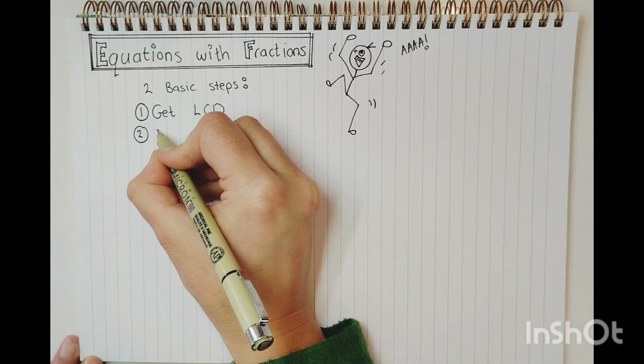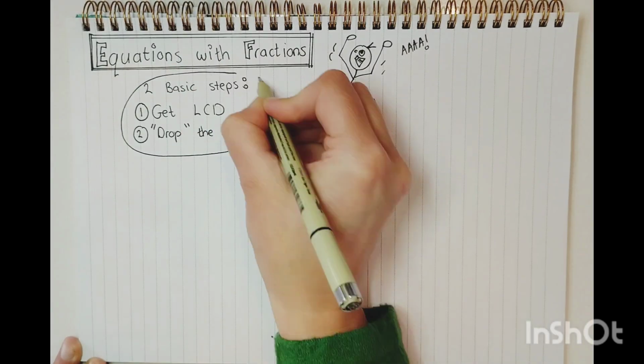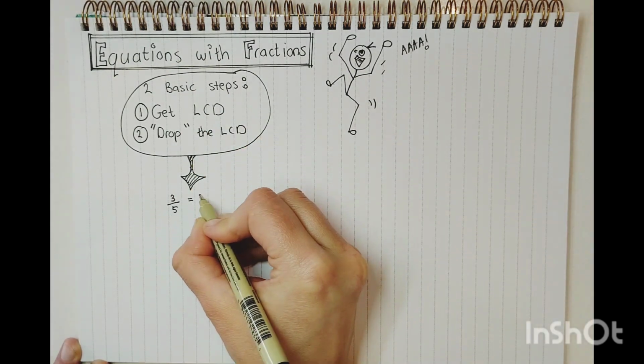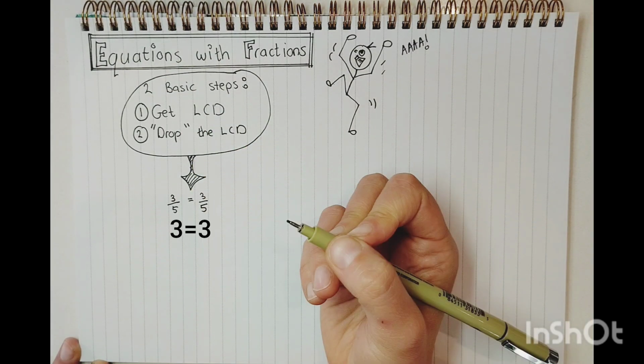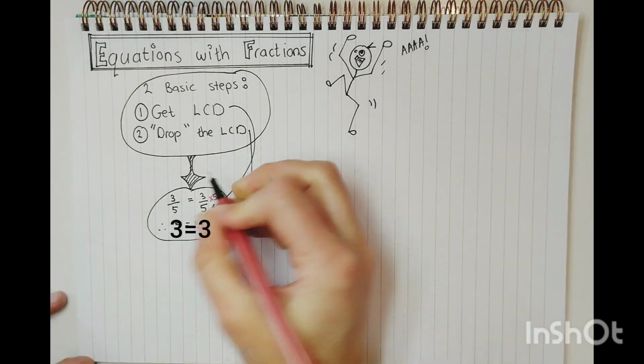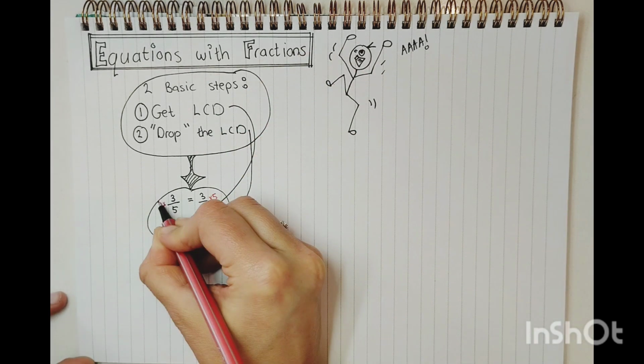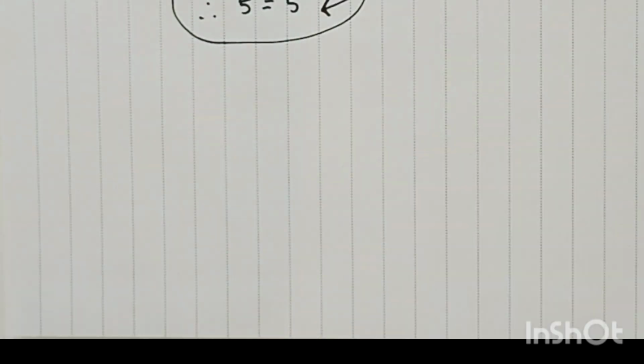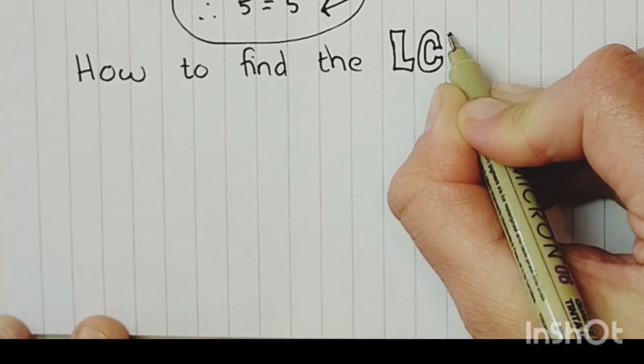You're finding a common denominator and then you're dropping that denominator. The reason this works is that if you have two fractions with the same denominator, then the numerator must also be the same. Or you can times by the denominator to get the same numerator, either way. But I find that most people actually don't struggle with the basic steps. They struggle with how to find the denominator. So let's have a look at that.